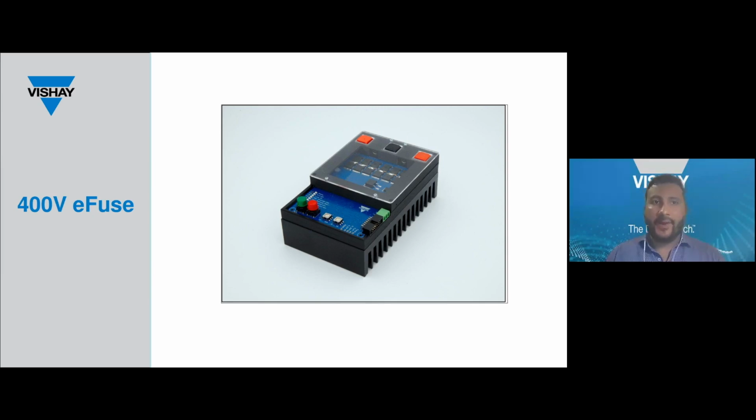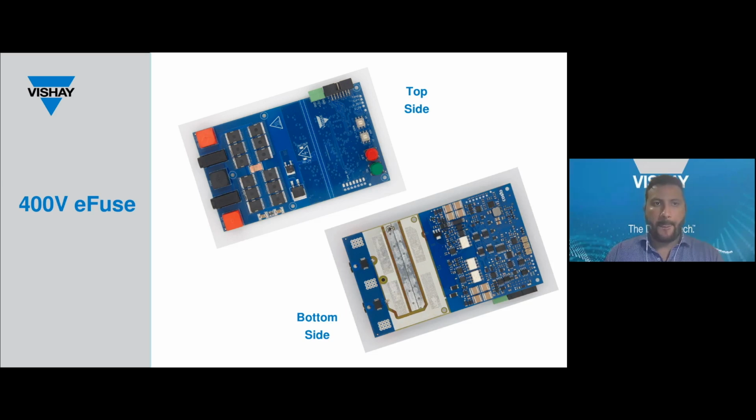Like I mentioned, we have different flavors of the eFuse, not only for a 48 volt bus, but here we can see the 400 volt version for loads up to 100 amps. We also have an 800 volt, 50 amp version of our eFuse. In this presentation, I will highlight some of the key differences, such as having optoelectronics for isolation and safety.